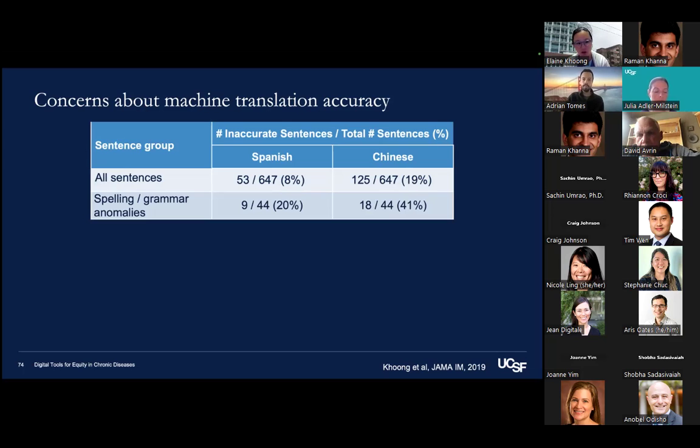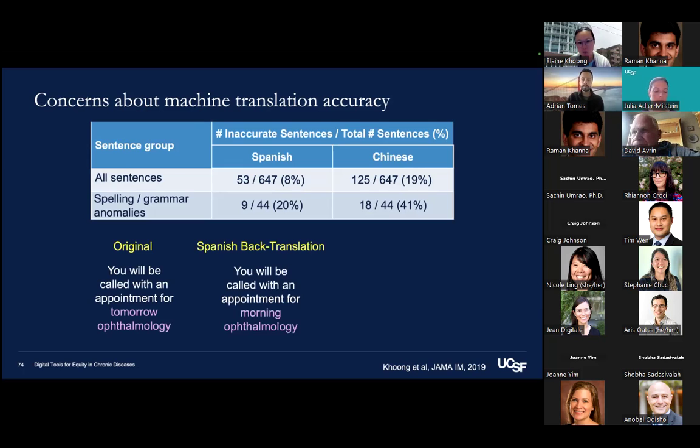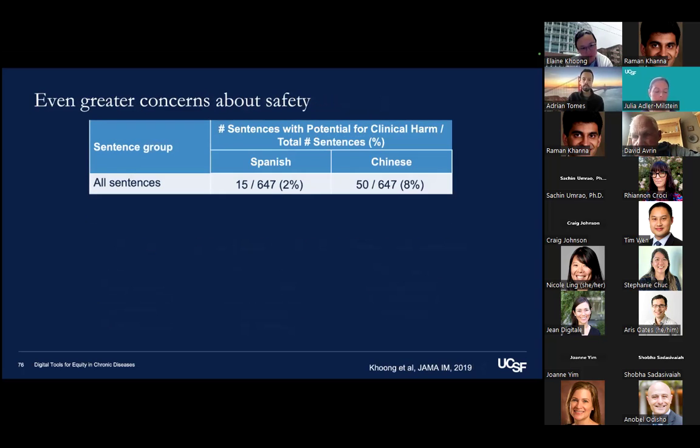And just to give you an example here, this clinician has a small typo. It's like you'll be called an appointment for tomorrow ophthalmology. And in both Spanish and in Chinese, that just wasn't quite translated correctly, so that the patient actually knew what was going to happen. And I think probably beyond accuracy, what clinicians worry a ton about certainly is safety.